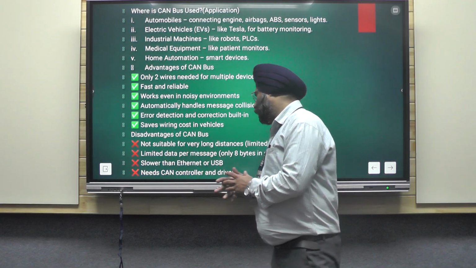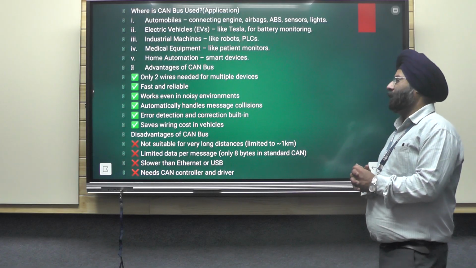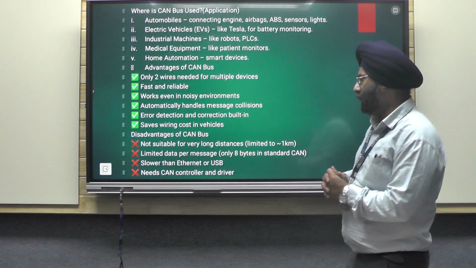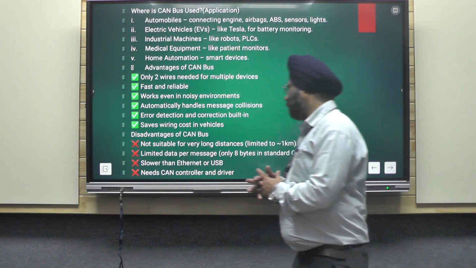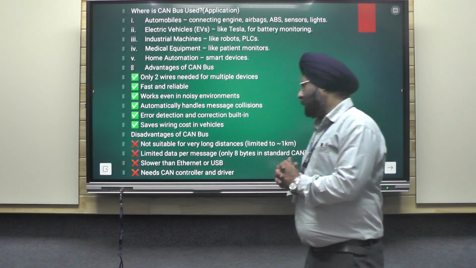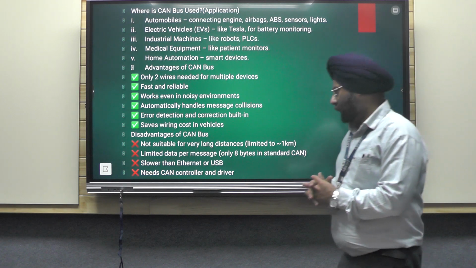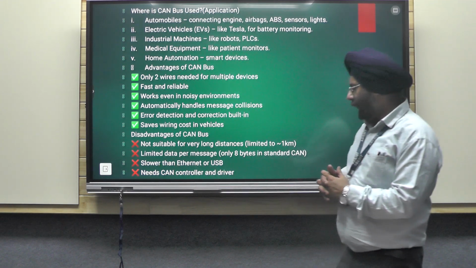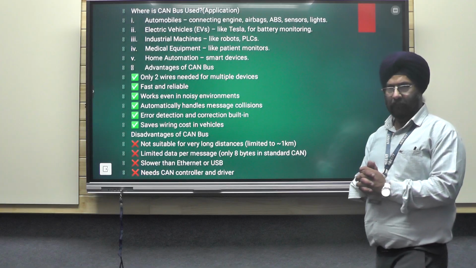Disadvantages: not suitable for very long distances, limited to about 1 kilometer. Limited data per message, only 8 bytes in a standard CAN frame. Slower than Ethernet or USB, and it needs a CAN controller and driver.